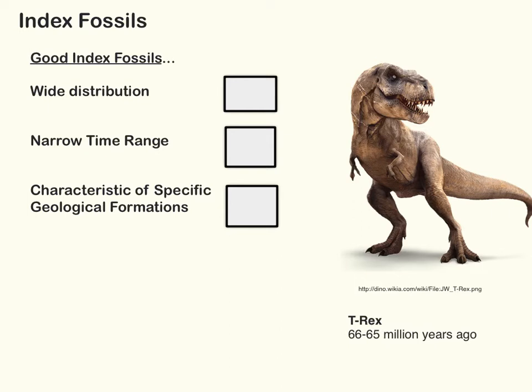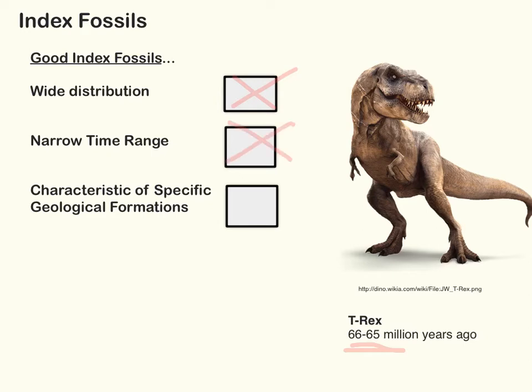Well, T-Rexes can be found over a wide distribution. We can find T-Rex in Asia, in North America, so it would check off that box. T-Rexes are also of a narrow time range. As we can see, the T-Rex itself was actually only alive for about 1,000,000 years. So, yep.